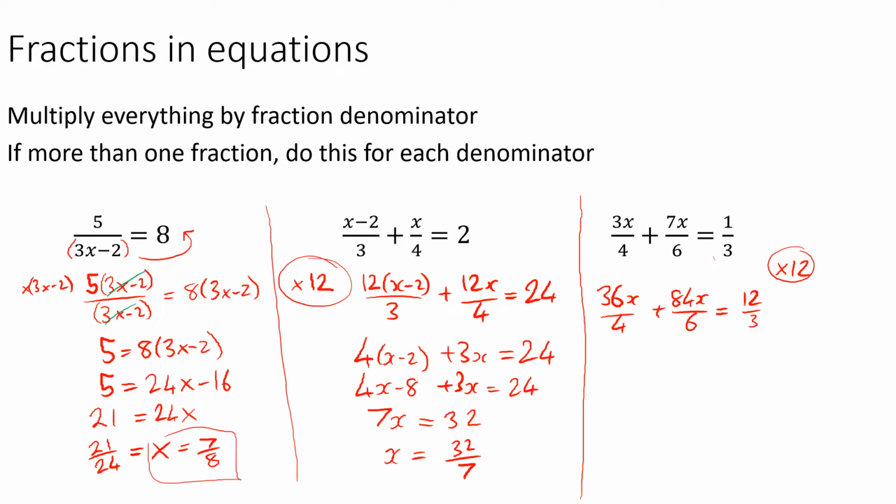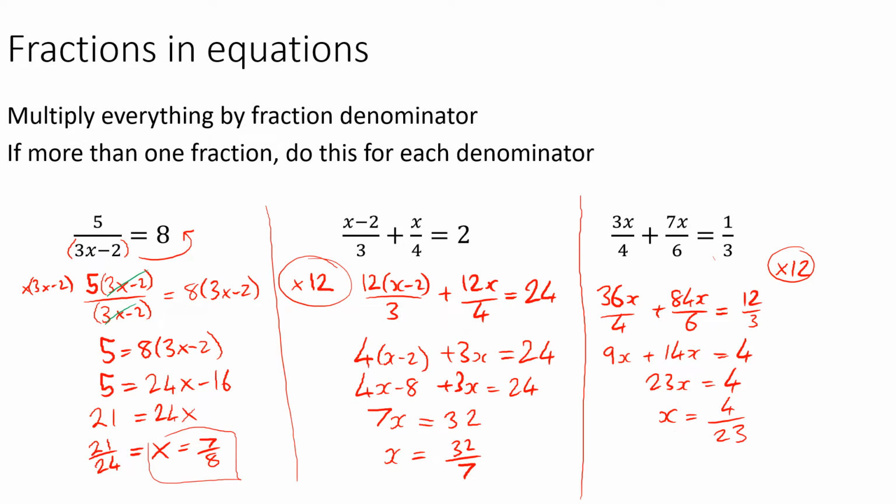We then want to simplify it, so we'll go 9x plus, I think that's 14x equals 4, 23x equals 4, and then we can divide by the 23, so we'll end up with x is 4 23rds. Again, no further simplifying necessary. So yeah, if you've got denominators, you just need to multiply to get rid of them before you do anything.